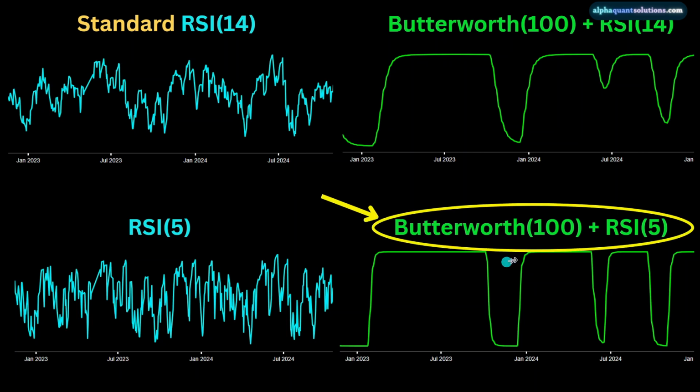Now, in the rest of the video, we will focus on this signal here, applying first the Butterworth 100 and then the RSI 5, and we will show how we can use this one within an algorithmic trading framework.